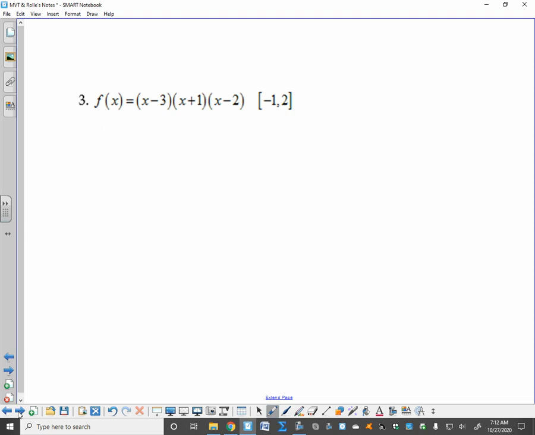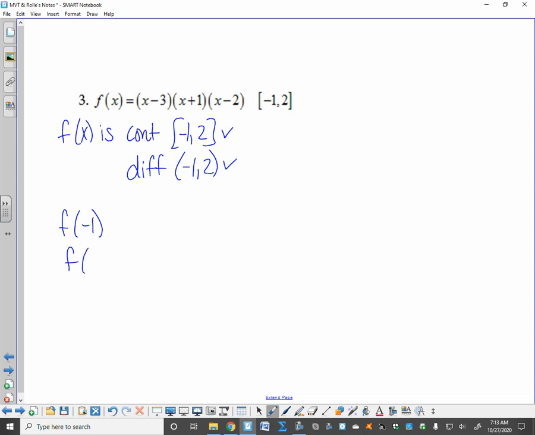Okay, number 3. He's a cubic function, very well behaved, very continuous. So let's state that. Let's say f of x is continuous, closed, differentiable, open. Okay, now let's go find f of negative 1 and f of 2. Again, feel free to pause this, go out on your own, come back and check it.